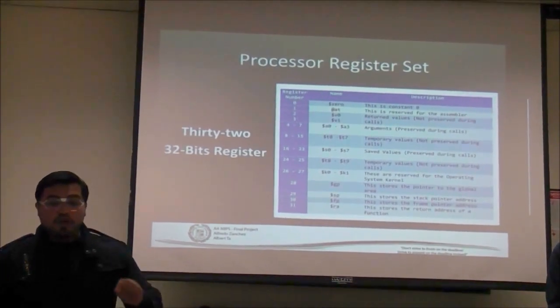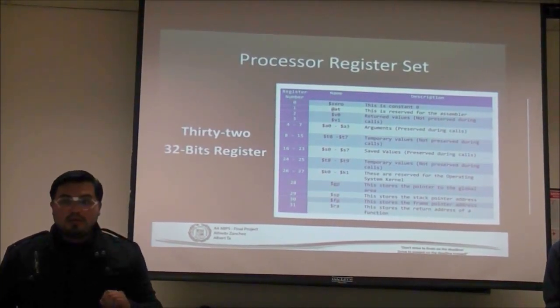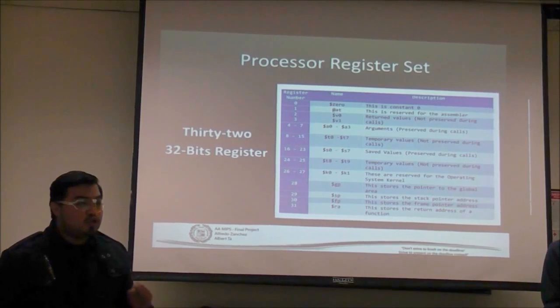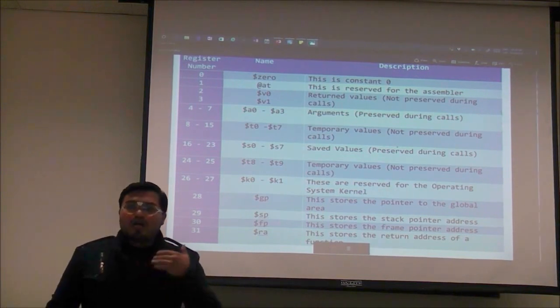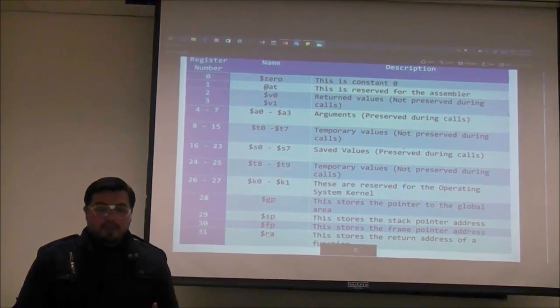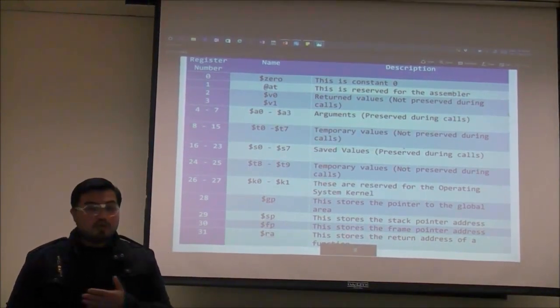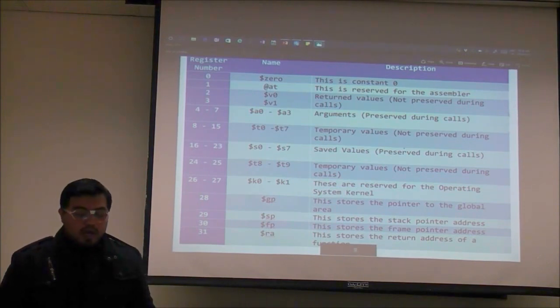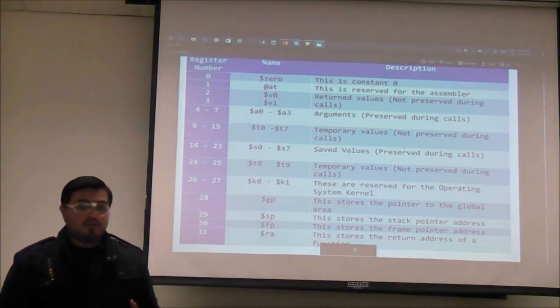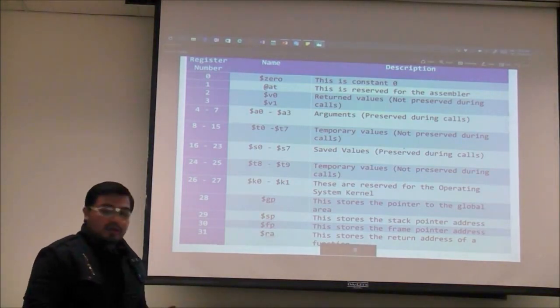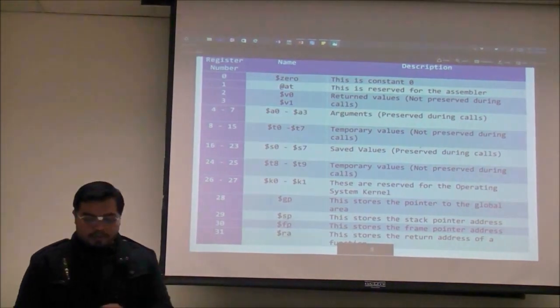Following up, we have a 32-register file where each register can take in 32 bits. And in this image, as you can see, we have the registers' usual uses. Register 0 is always a 0, and we'll be discussing in the reset slide how it's always 0. Register 1 is the $at register, and so on.